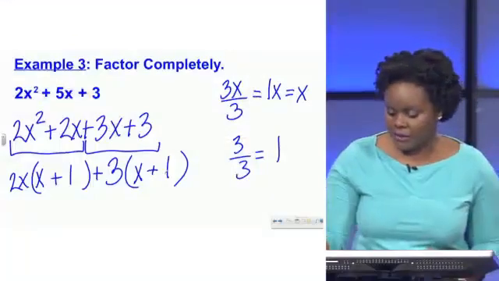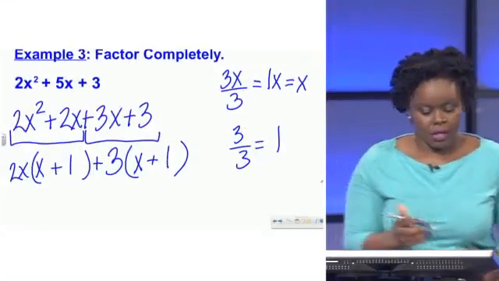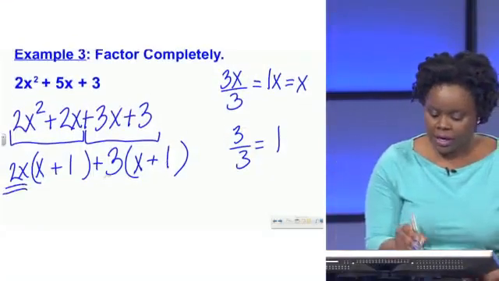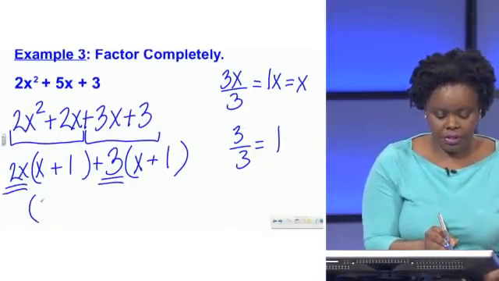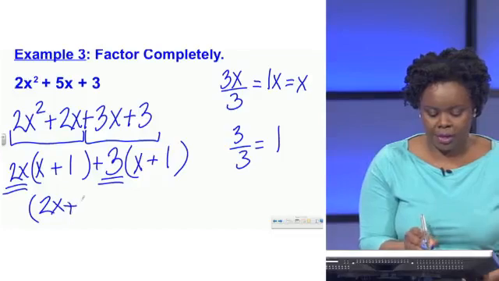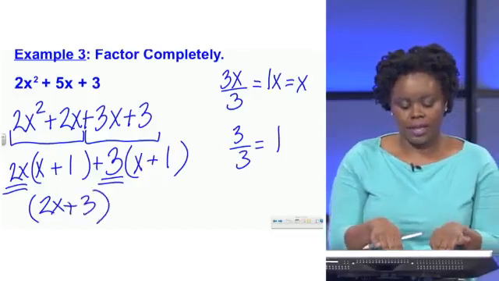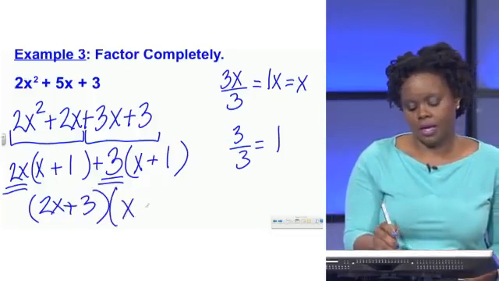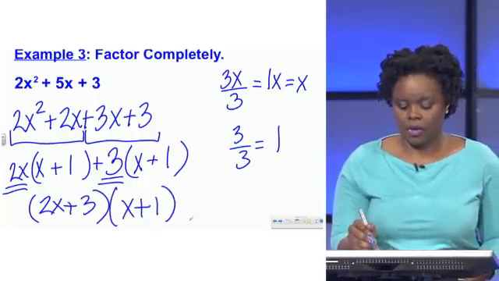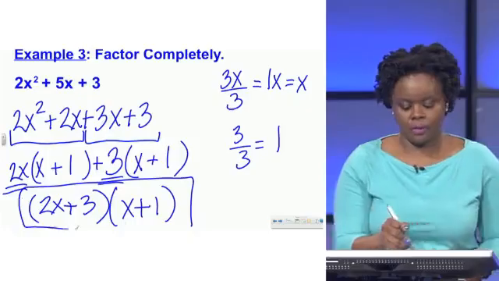All right, so remember what we do next? We're at the point now where we just clean it up and write our final answer. So we've got the 2x out front here, the 3 out front here. So in one set of parentheses, you'd have 2x plus 3. And then you'd have that factor that was in both of those, the one that was repeated. That x plus 1. And you are all done. You factored completely. Okay? Let's try another.